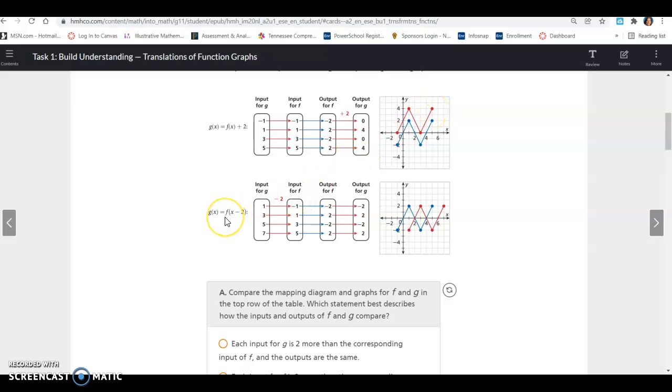All right, the bottom one, this one is a little bit different. This one's inside the parentheses, so it's x minus 2 inside the parentheses. So g of x equals f of x minus 2. All right, so here you can see that the inputs of g and f are different. Okay, so the inputs for this one, you subtract 2 to get the input for f. All right, and you can see that this one is a horizontal translation. So this one was a vertical translation. This moved you up or down, and this one moved you left or right.